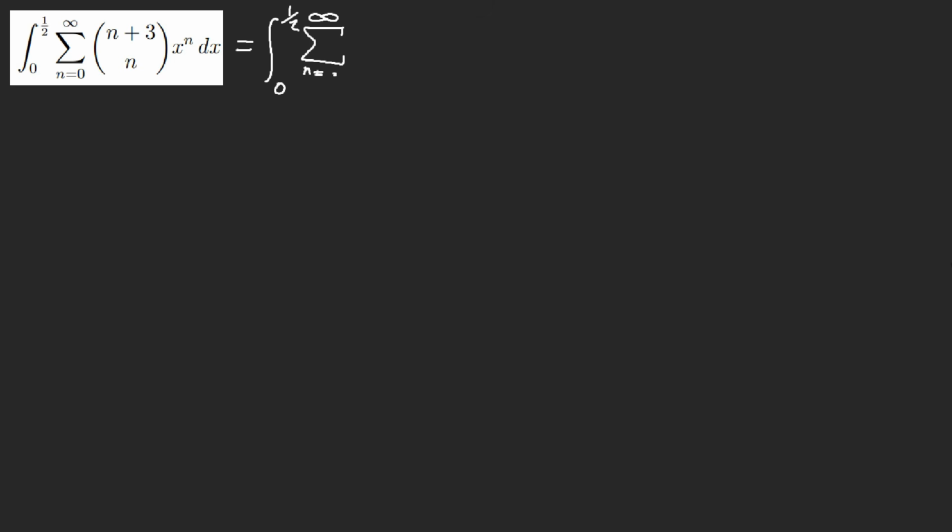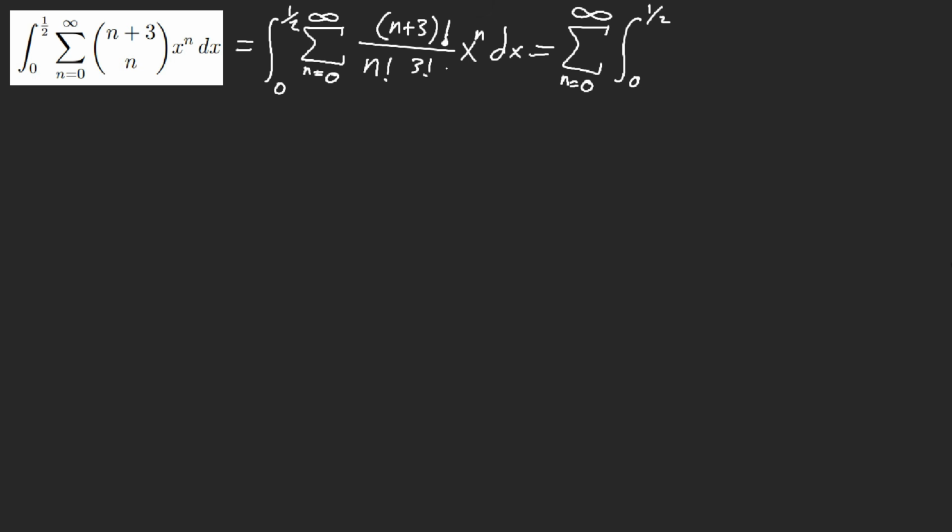The way this is defined is (n plus 3) factorial over n factorial times 3 factorial, x to the power of n dx. Now this just simplifies. If you know your factorial algebra, the n factorial and n factorial cancel out, so we'd be left with (n plus 3)(n plus 2)(n plus 1). And then we have 3 factorial, which is 6, x to the power of n dx.